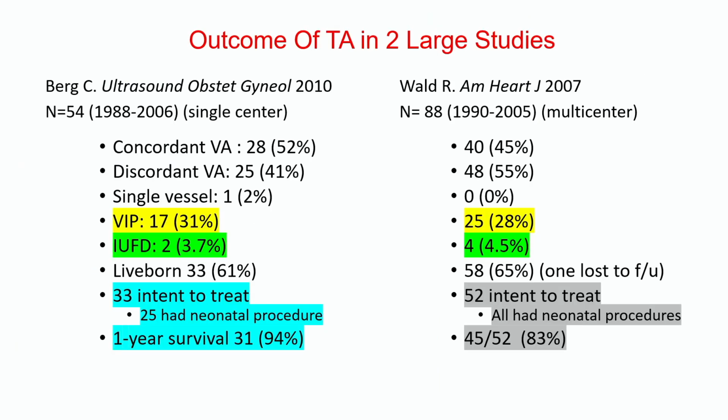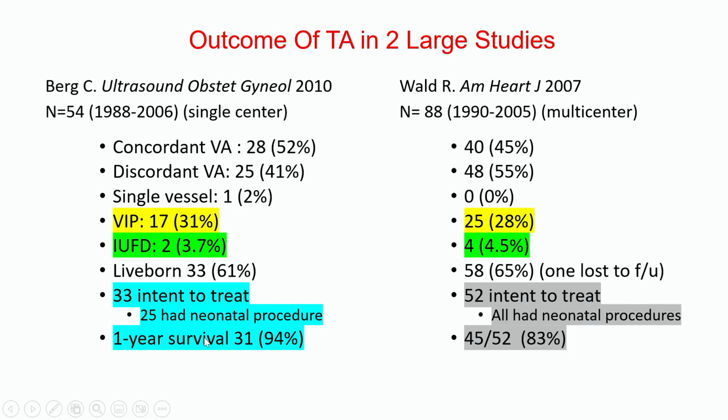So there hasn't been a large study done in fetal tricuspid atresia, so if anybody's looking for a good research project to do, a nice multi-center study of tricuspid atresia would be good. One from 2010 from the European literature, and the other from 2007. And you can see they're both single-center studies. They both have a fair amount of patients. What's similar in both of them is the voluntary interruption of pregnancy is about 25 to 30%. The rate of fetal demise is pretty close, 3.7 to 4.5.